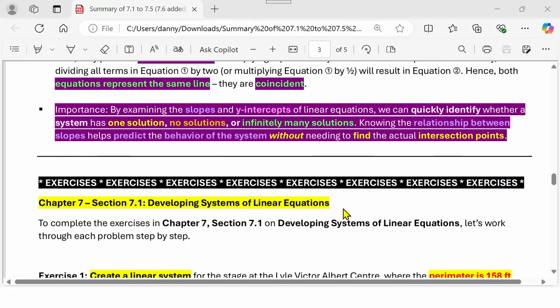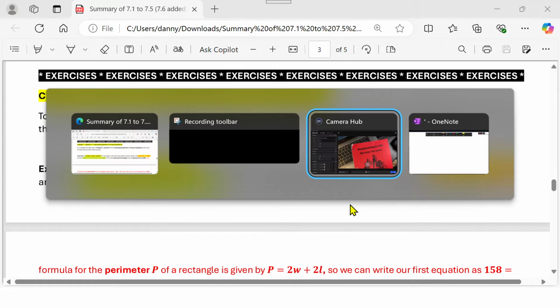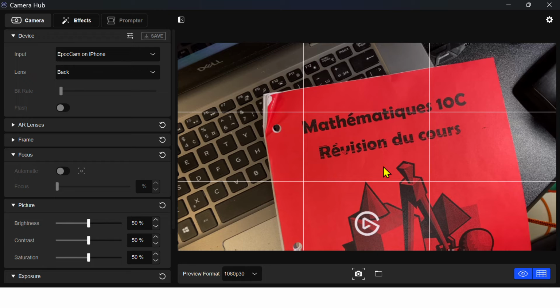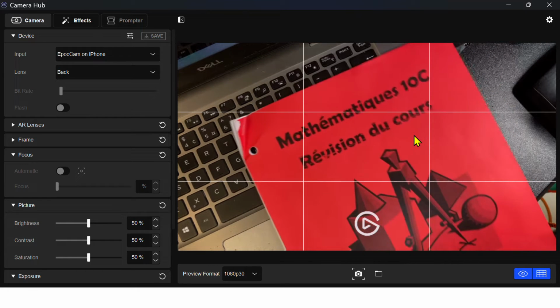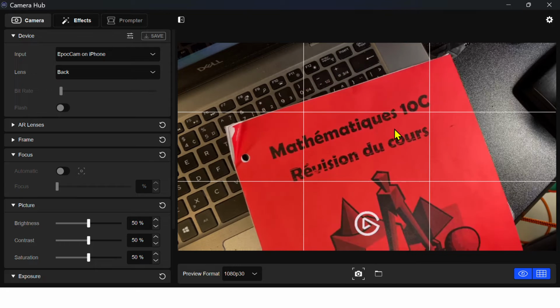I'm going to go do a couple things. I've got some exercises done up here that I've already taken the time to write out. And then I'm also going to go over your Mathematics 10C revision, which is a prep for your test tomorrow, as well as your review sheet. So let's do that.